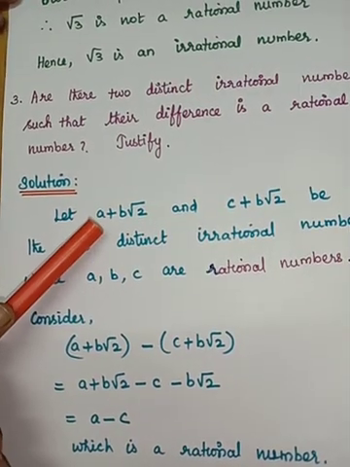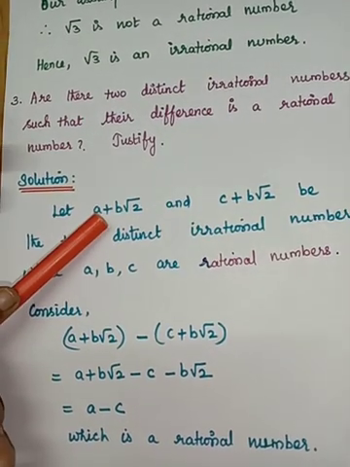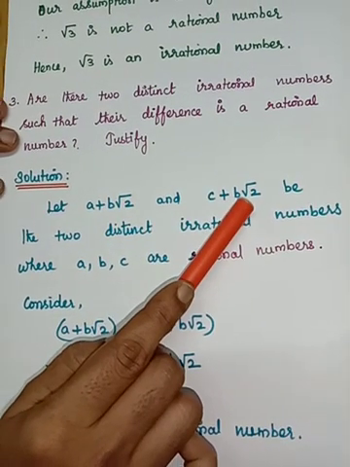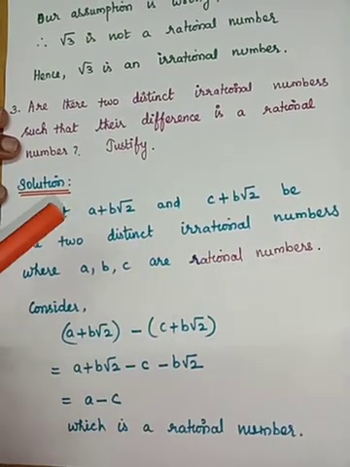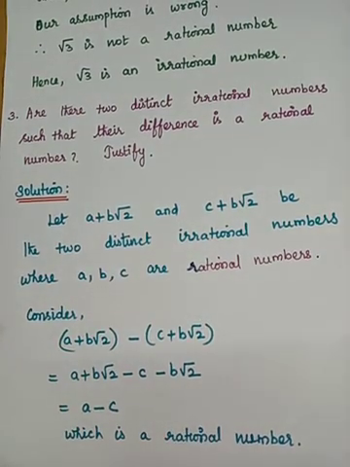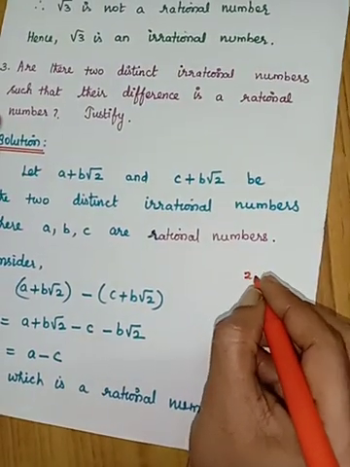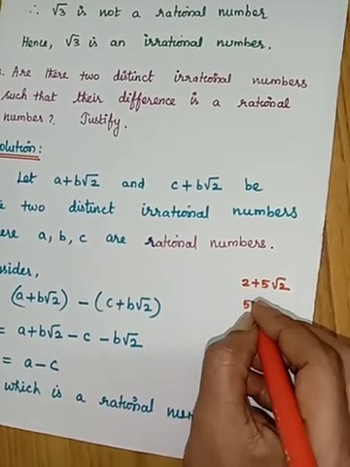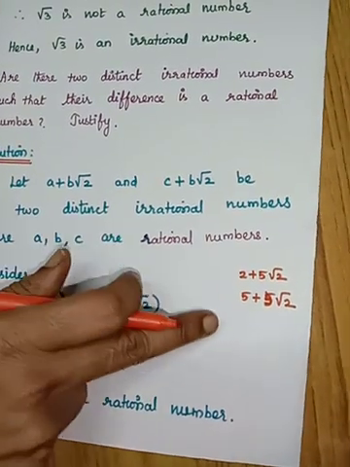I'll consider a plus b root 2. Since root 2 is multiplied, it is an irrational number. And the next number I have considered is c plus b root 2. These two are irrational numbers. In these numbers, a, b and c are rational numbers. For example, we can write 2 plus 5 root 2, and another number we can say 5 plus 5 root 2. You can consider like this.